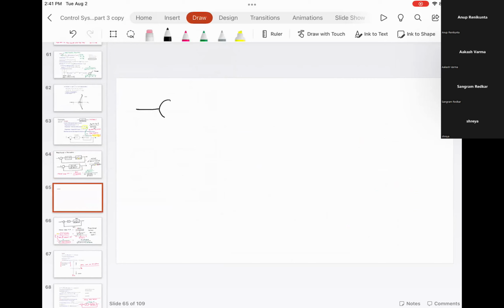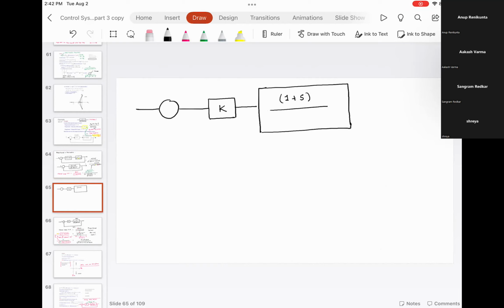And this is the power of root locus. So I have this gain k. Then I have this transfer function. And this transfer function is 1 plus s divided by s square minus 2s plus 2. And now I have this feedback, plus minus. Are you with me so far?